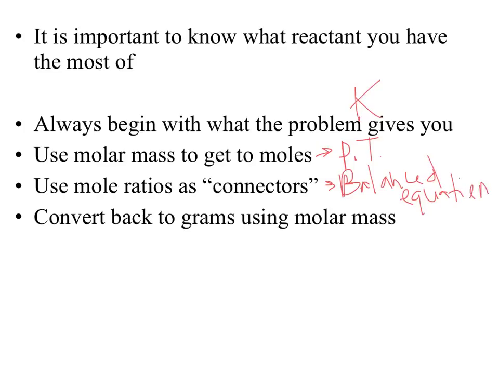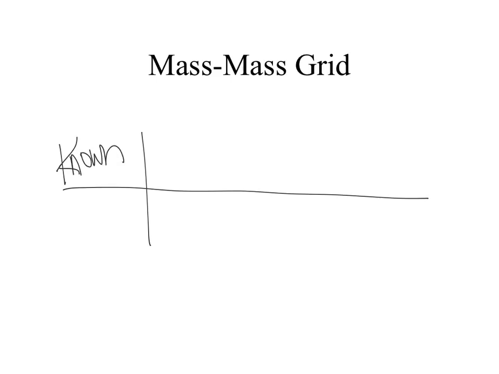And then we're going to convert back to grams using, again, the molar mass coming from the periodic table. Okay, so this is going to be a 3-step problem. So our grid is going to look like this. We're going to start with our known, and it's going to give us this in grams. Nothing goes in this part.